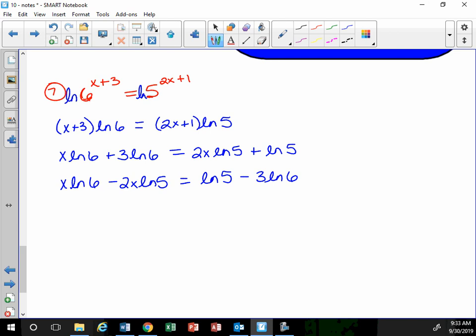What can you factor out on the left? An x. That's convenient because that's what we're solving for, right? Okay, so take an x out. That would leave me with natural log of 6 minus 2 natural log of 5. You're just dividing an x out of those terms.